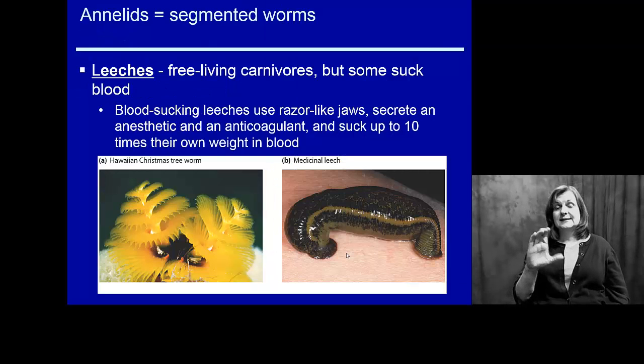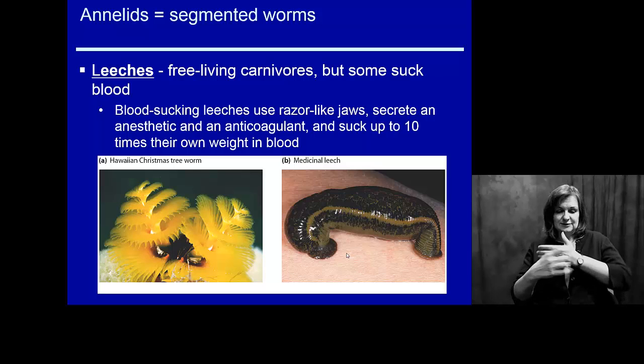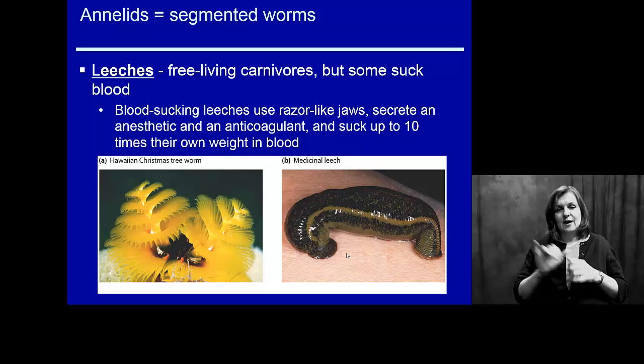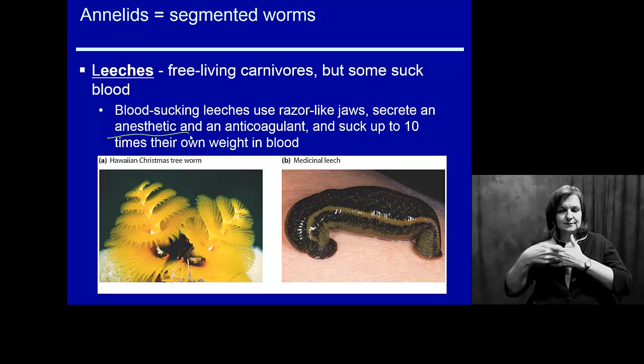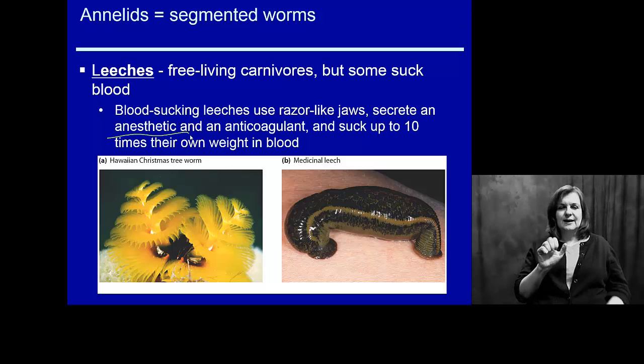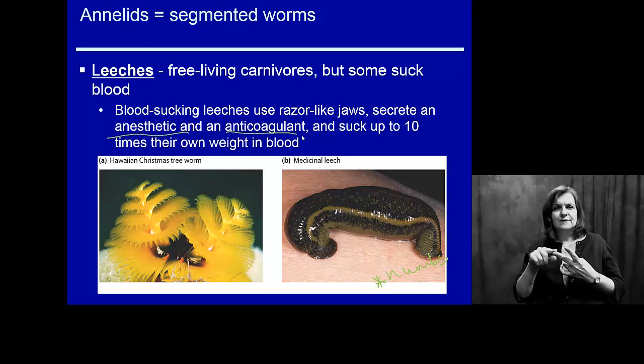Leeches have been used historically, of course, for medicine. They tend to latch on and drink blood associated with the organism. They actually have some really cool properties. They actually just secrete an anesthetic. What does anesthesia do? It numbs, right? So they're actually secreting something that numbs you, so you may not even know that they've attached. That's fun. They also have an anticoagulant.